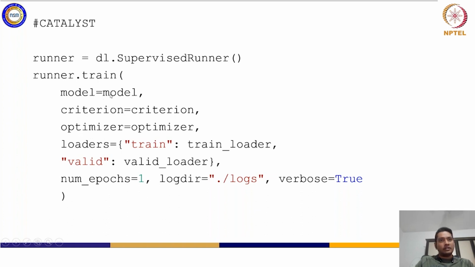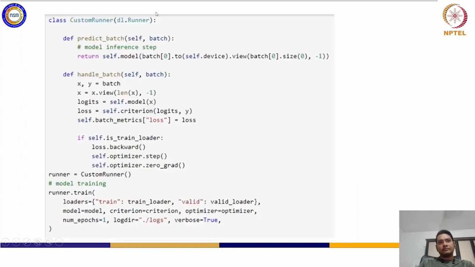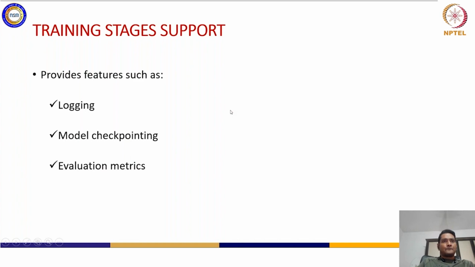Basically, you need to define the model, criterion, optimizer, the train loader, valid loader, how many epochs, what the log directory will be, and whether you want verbose or not. You just define this, and it will take care of the entire for loop of your training. So this is just a simplified view of the custom runner, but we will come to this in the demo session. Also, in the training stage, you can have logging, model checkpointing, and evaluation methods.